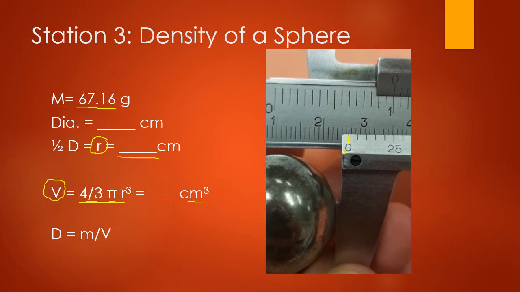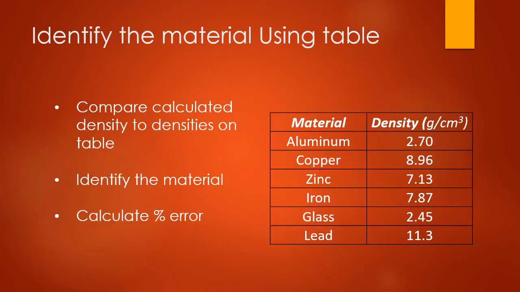You can use that calculated volume in the denominator portion of the density equation. We'll also take the mass and plug that in to the numerator to calculate for density in grams per centimeter cubed. Then go back to the table again and identify the material that the sphere is made of based off of the density you calculated. Don't forget to calculate the percent error as well. See how close you are to the original value.